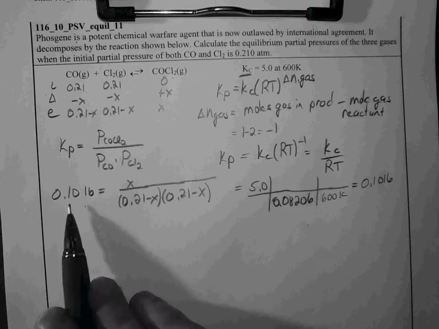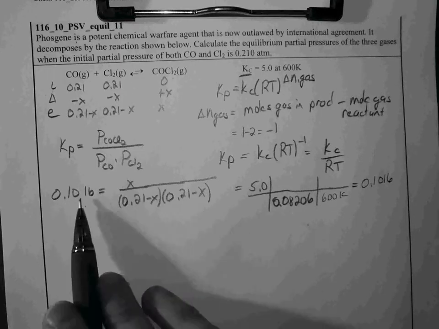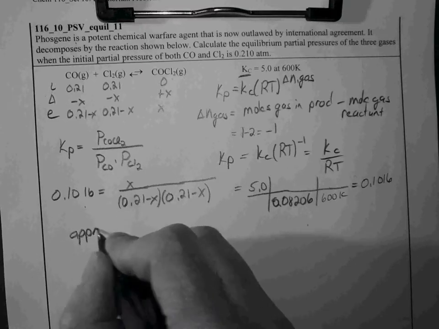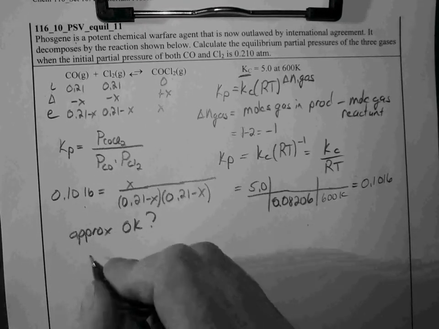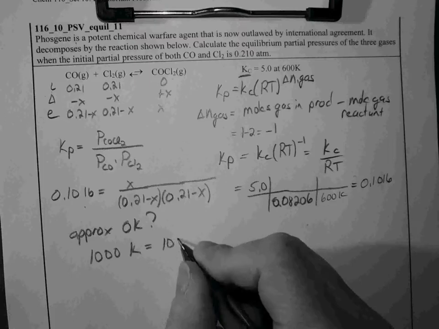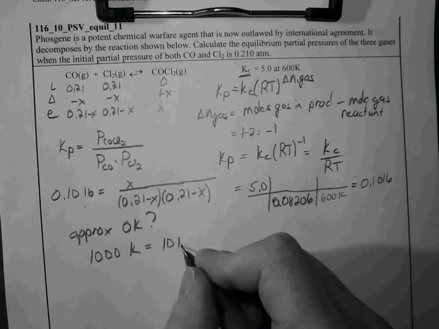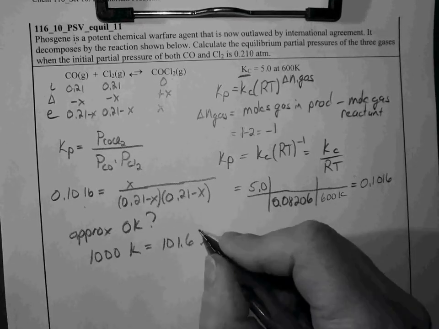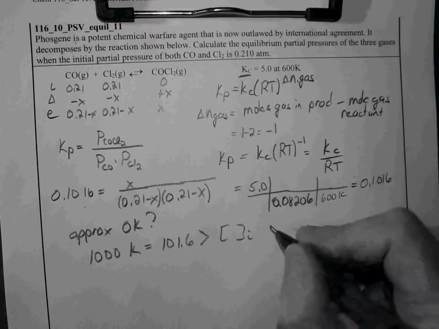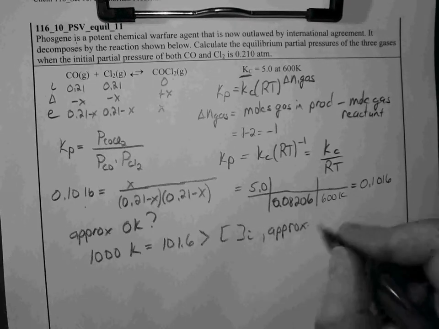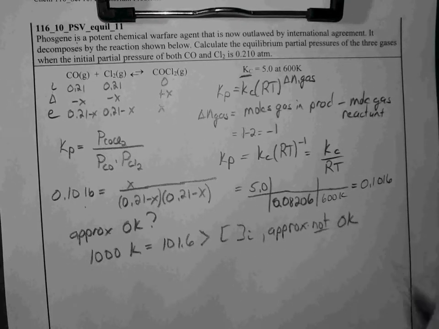Okay, our equilibrium constant is fairly high, so I don't think we can do the approximation, but let's check. Is the approximation okay? Well, 1000 times K is going to be equal to 101.6, and that is much bigger than our initial concentrations, so the approximation that would simplify this math is not okay. So we have to solve this.